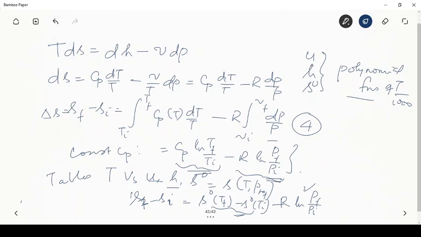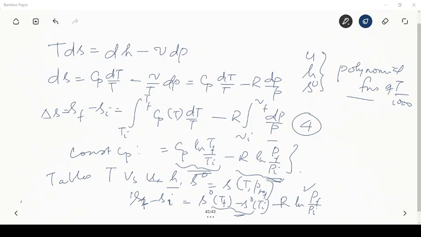And once this is available, del U by del T will give me Cv, and del H by del T will give me Cp. So I can differentiate this polynomial expression with respect to temperature and obtain polynomial expressions for Cp and Cv as well. Right? That is the way we calculate the changes in internal energy, enthalpy, and entropy for the case of ideal gases.